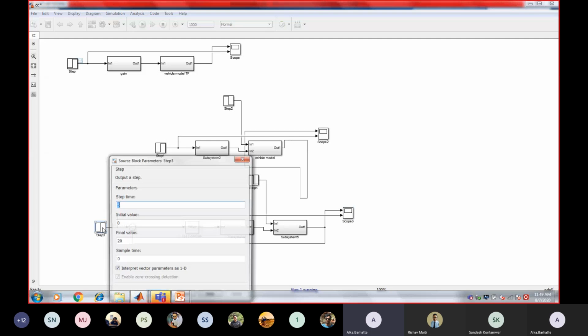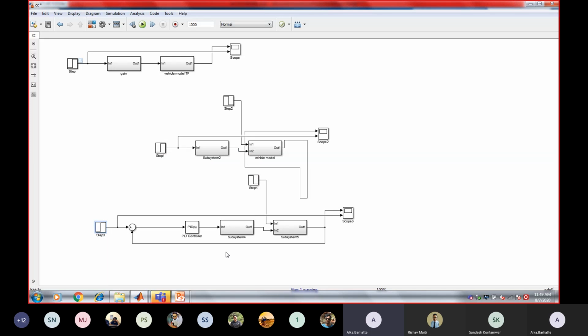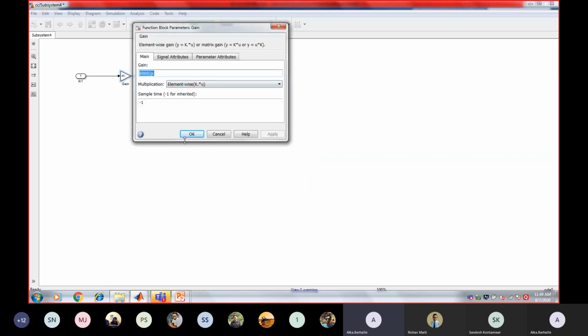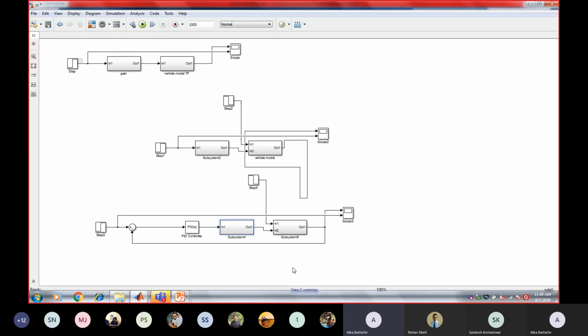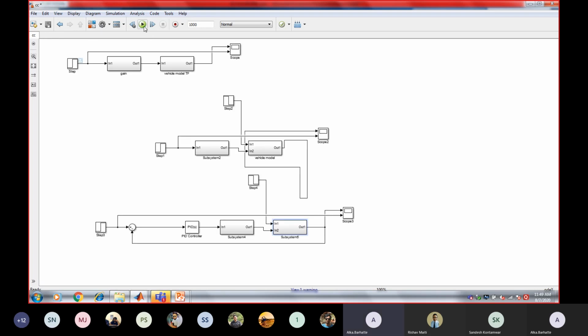Okay, I'll just check this. This is after 5 seconds. The final expected value is 20. The gain is set as 6000 by pi. This is correct. Everything is correct. So I'll save this model first and then simulate.